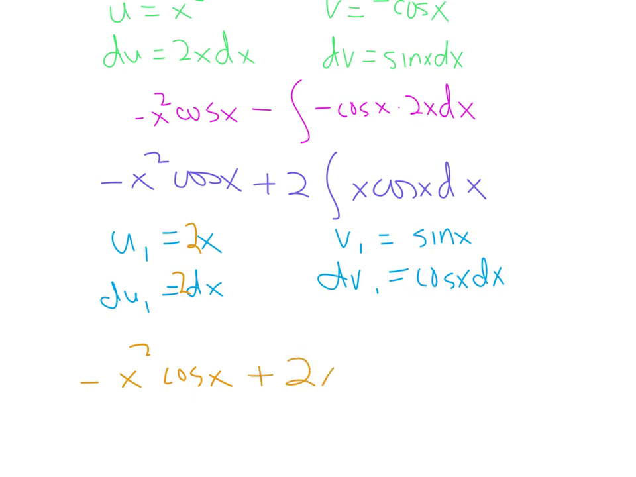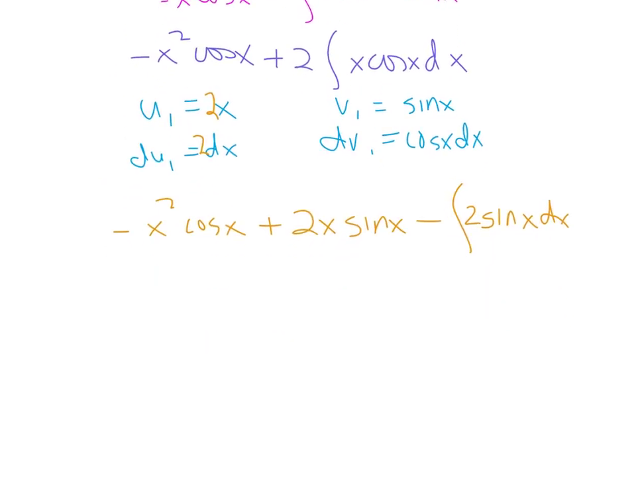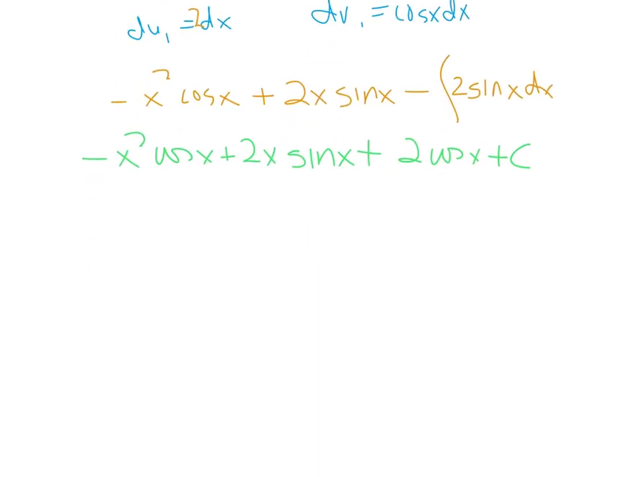Plus uv minus the integral of v du. Oh, sine x, I can do that. So that's just going to be negative x squared cosine x, 2x sine x, and then 2, it's going to be a cosine x, but wait, negative, plus c. And we have finished. Now, we could have done this as a tabular one again, so let's show that.